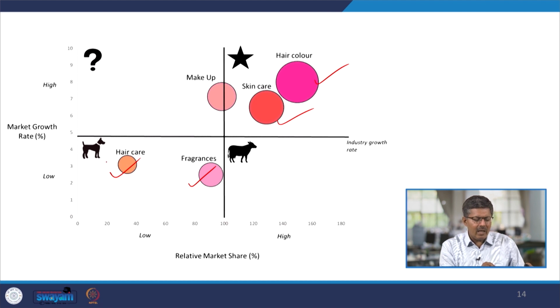But if you look at the hair care market, the market is not growing much, and the growth rate is also not very high. The growth rate is almost like 3 point something and the relative market share is also not very high. So, should the company continue to put more funds into the business, or should they try to sell it off? What should they do? That depends entirely on the planning of the company, the top people in the company.